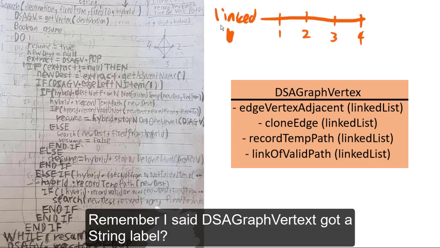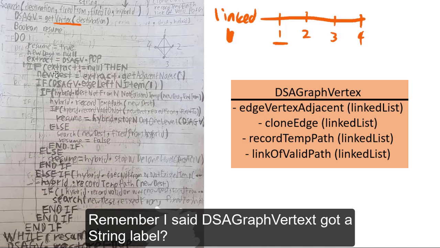So if you call getVertex, you're going to look for this item. So you're going to loop. For example, if you want to search 3, you're going to go through the linked list and get the label until you find 3, and then you're going to return that DSA graph vertex, okay. So the DSA graph vertex, I call my variable name.